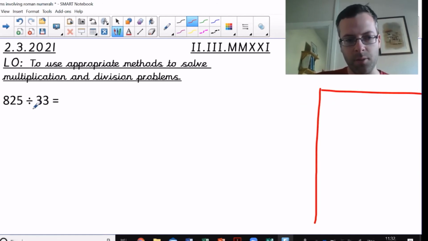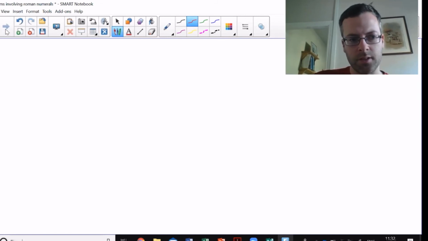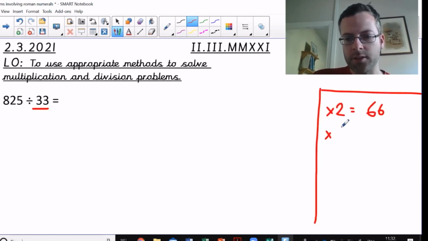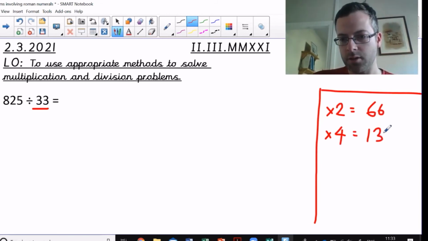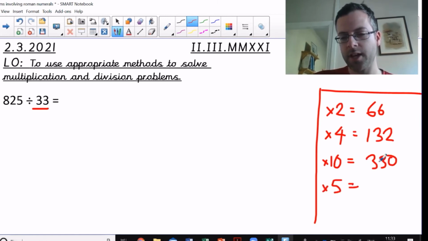So I'm gonna count up in lots of 33. So 2 lots of 33 is gonna get me to 66. 4 lots of 33 would be double that. Well, double 60 is 120, double that one is 12, put them together 132. 10 lots would get me to 330. So 5 lots is half of 10, so 5 lots is half of that. Well, half of that is 150, half of that is 15, so it's 165.